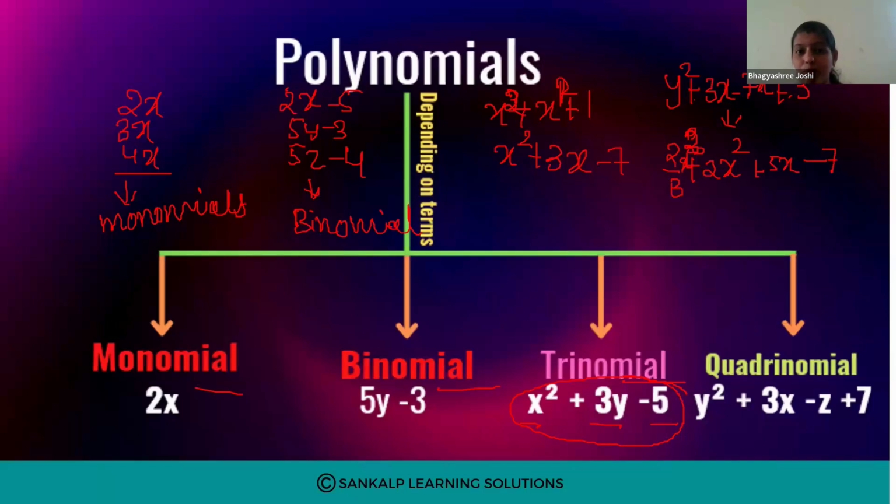Next, the polynomials can be divided on the basis of terms and on the basis of degree. Yes, on the basis of terms, that is monomial. If it contains only one term, it is monomial. Two terms are there, it is binomial, right? Three terms are there, it is trinomial.